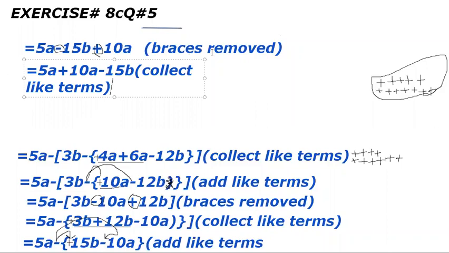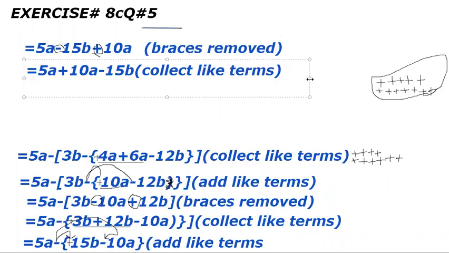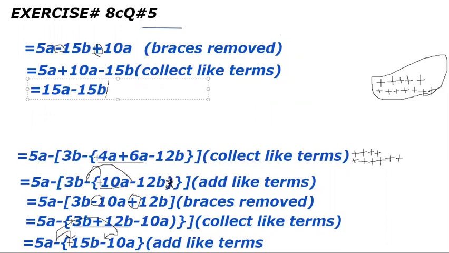What will be the next step? The next step will be add the like terms. When we will add the like terms, 5a plus 10a, it will give us 15a, and negative 15b as it is. What we have done in this step is we have added like terms. This step is called add like terms.